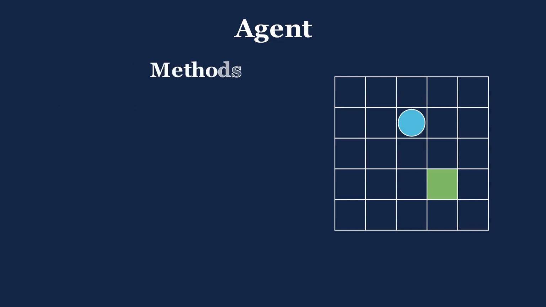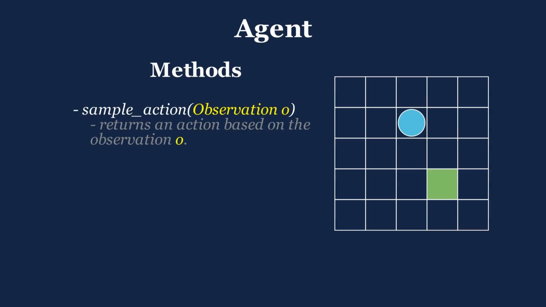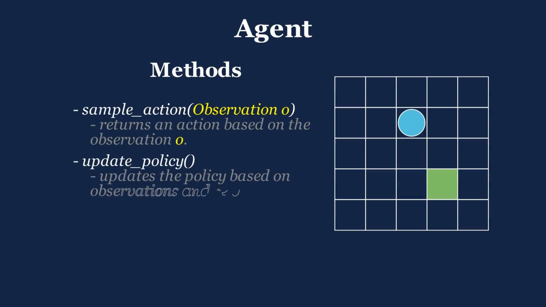An agent typically provides two methods. sample_action. Given the current observation, this method chooses an action based on the agent's policy. In this position, sample_action from the agent might return move right. update_policy. The agent will have a way to update its policy based on the observations and rewards it has witnessed. There are many different algorithms that do this, and they will be the topics of future videos.